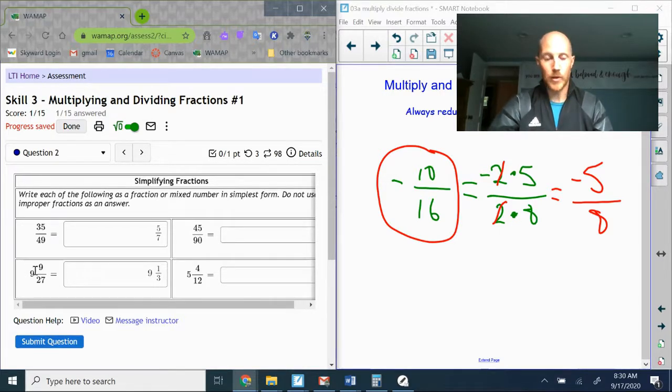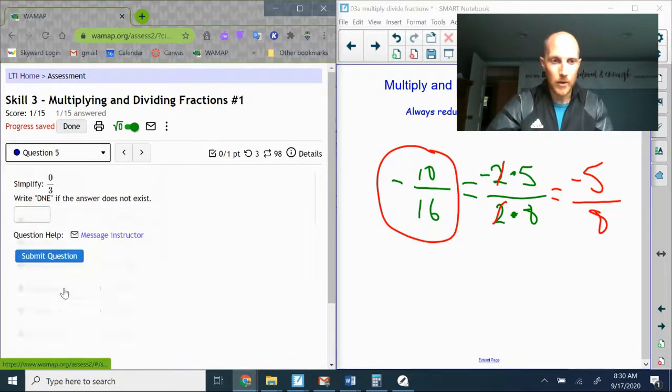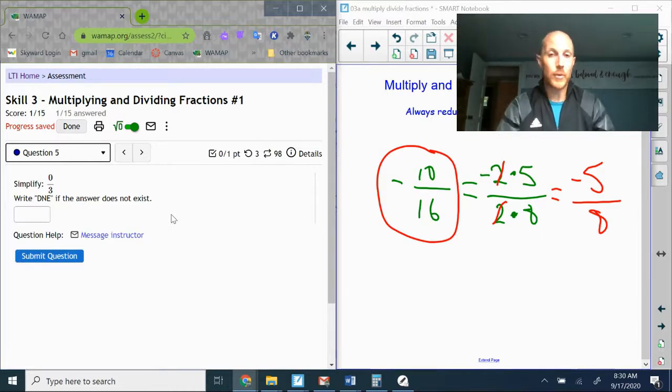So with these mixed numbers, again, the whole number part right there is not going to change most of the time. Okay, jump down here to question number 7. So we got a couple of different problems here that involve zeros.